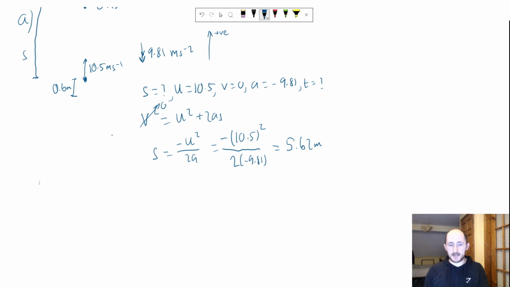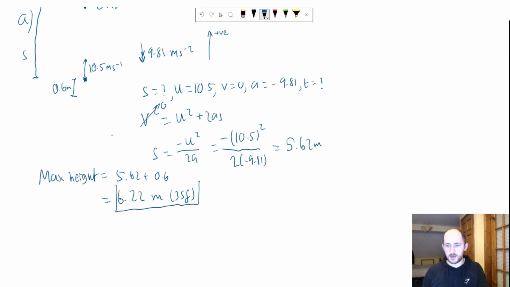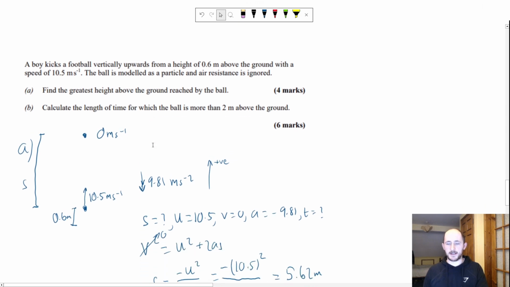So the max height, and I always write it as a new variable, is equal to 5.62 plus 0.6, which is 6.22 meters to 3SF. And I put that in a big box so the examiner can see it. And again, for 4 marks, I don't think that's too bad.